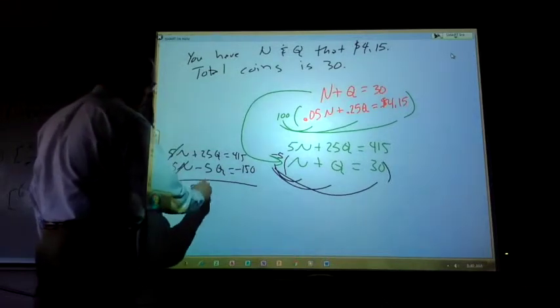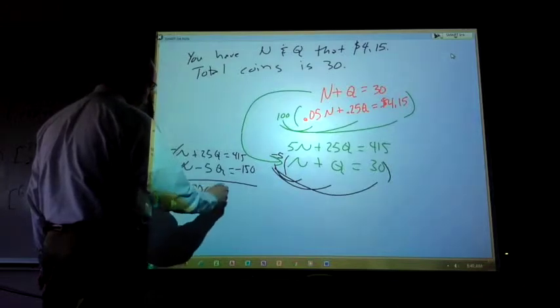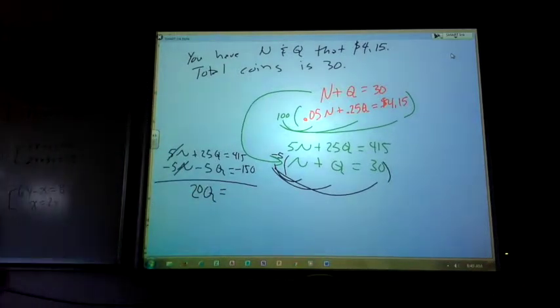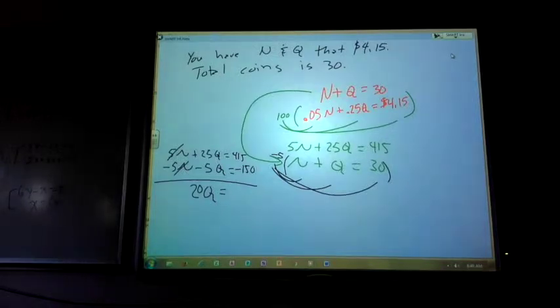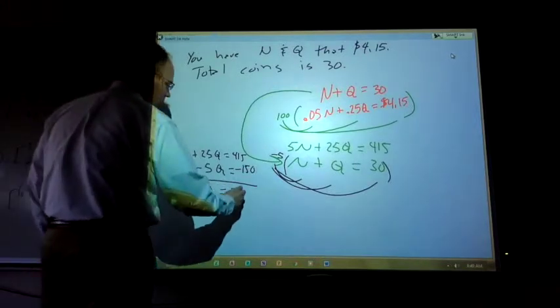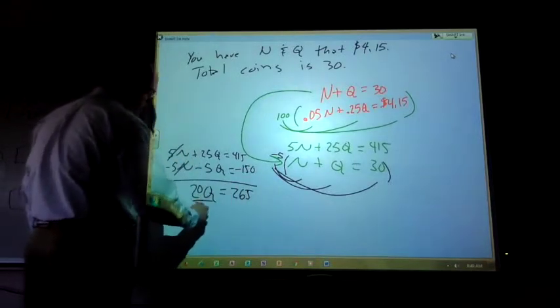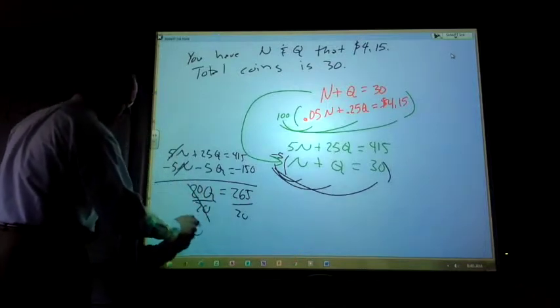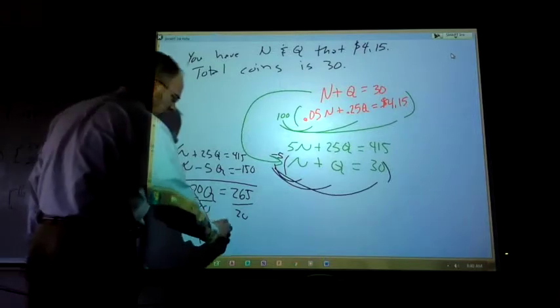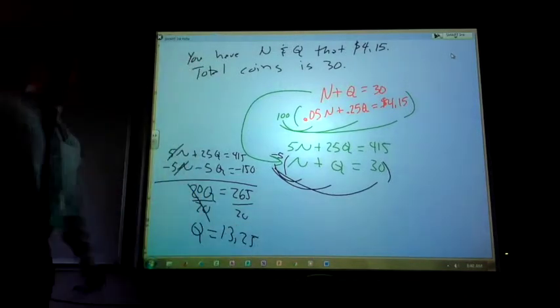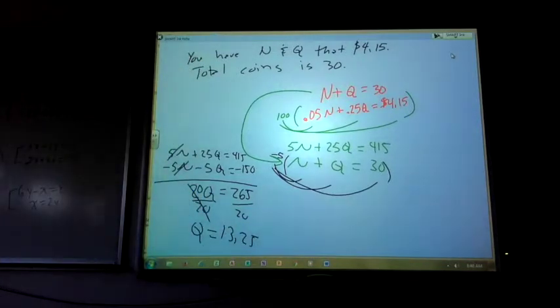I get 20q equals, oh, shnikes. What's 415 minus 150? Someone calculator. 265? Oh, boy. You know what I did again? What's 265 divided by 20? 13.25. I have 13.25 quarters.